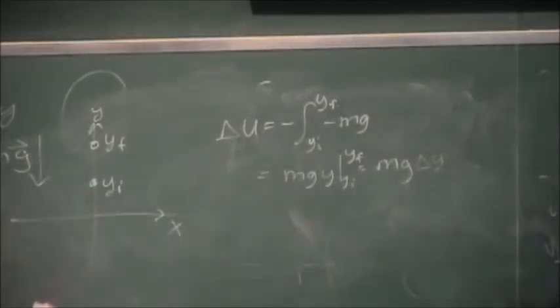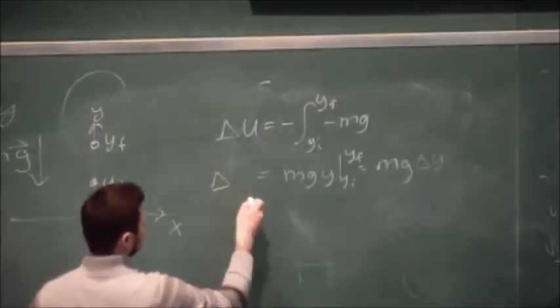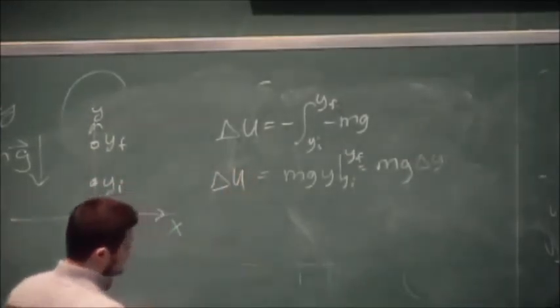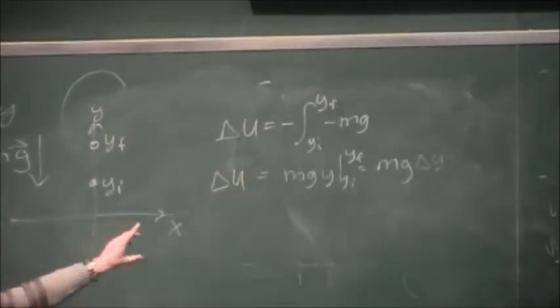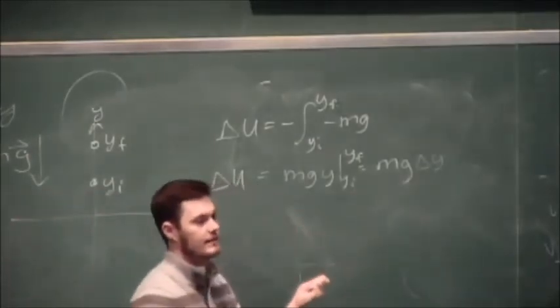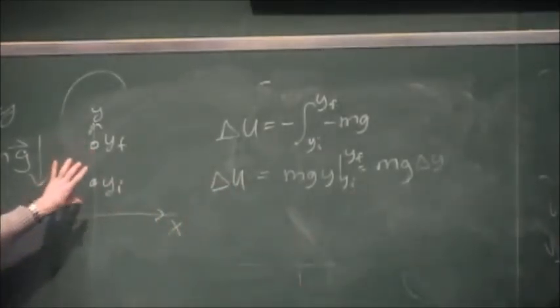So you may be familiar with this formula for dealing with an Earth mass system. You toss the ball, you want to know the potential energy. It's mg times the height, the change in height.